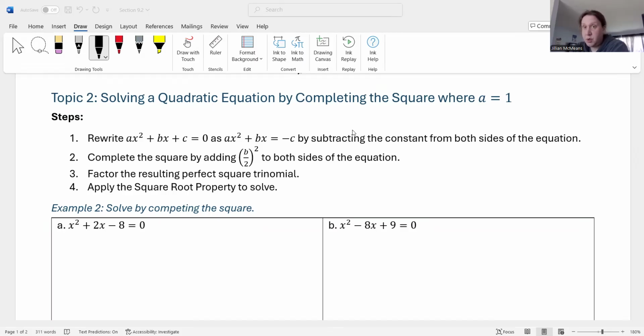For topic 2, we're going to learn how to solve quadratic equations by completing the square. So we understand what step needs to be taken to force a trinomial to be a perfect square trinomial. Now we're going to do the whole kit and caboodle. We're going to do the whole solving method.